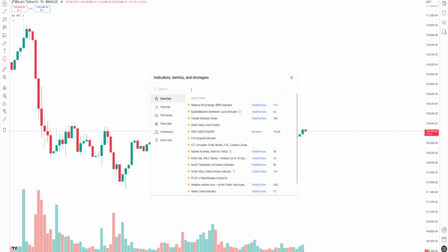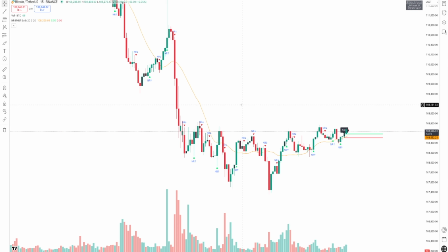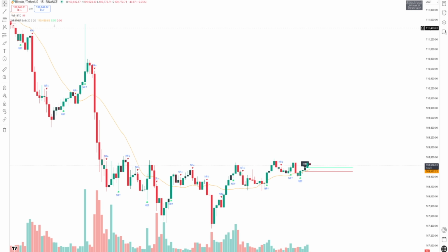So, first of all, how to add the indicator NR4. As you can see in the TradingView community, there are only 6 indicators, and one of them is mine, TradeTech Analysis. This one. You simply click on add, and that's how it appears on the chart.